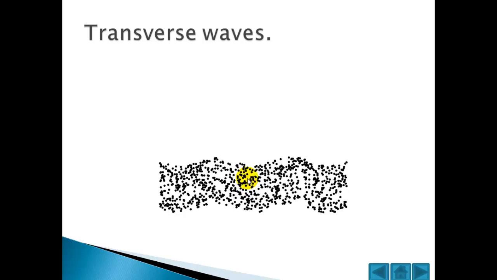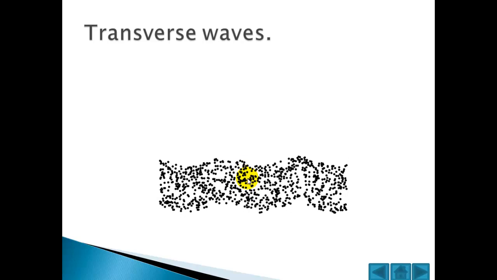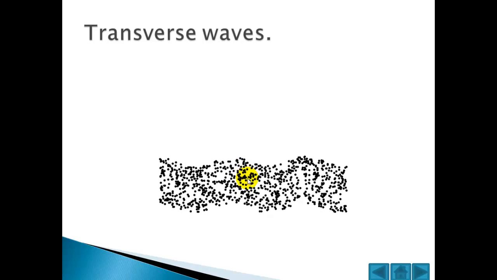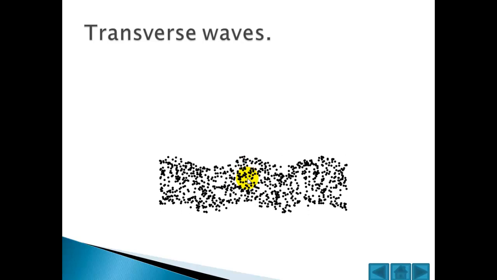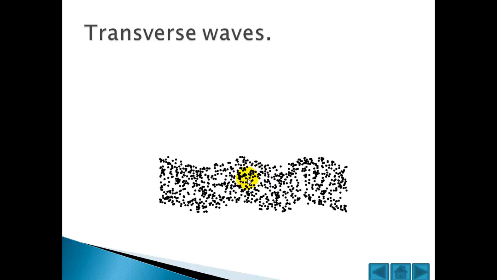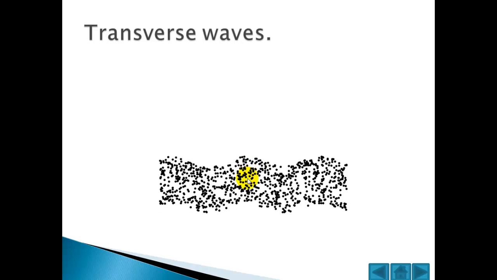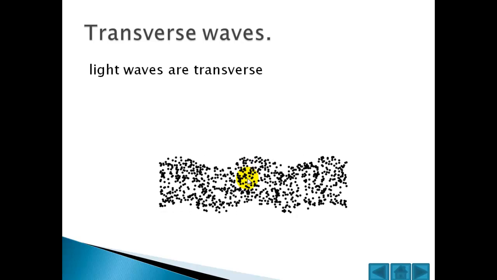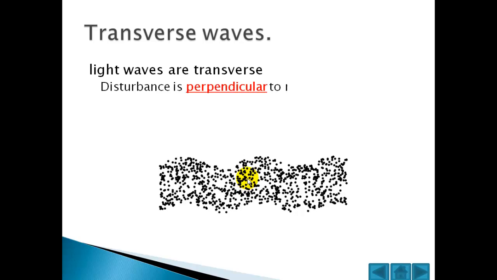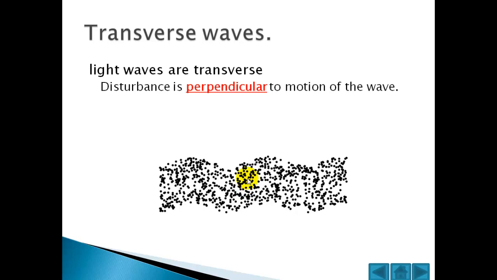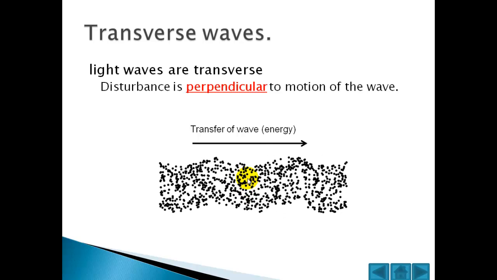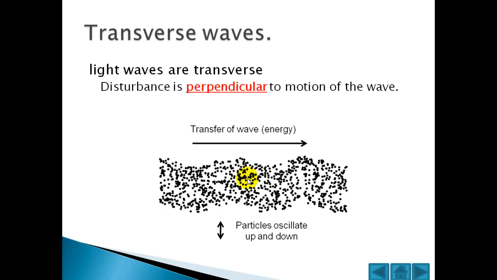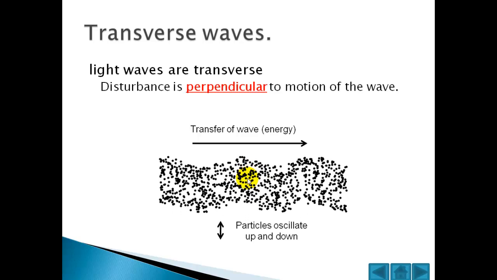A transverse wave. Here the wave is moving from left to right, but the particles are moving up and down, so they move at right angles to the flow of energy of the wave. For example, light waves are transverse. The disturbance is perpendicular to the motion of the wave. So this is the transfer of the wave energy, but the oscillation is in the vertical direction, perpendicular to the transfer of the energy.